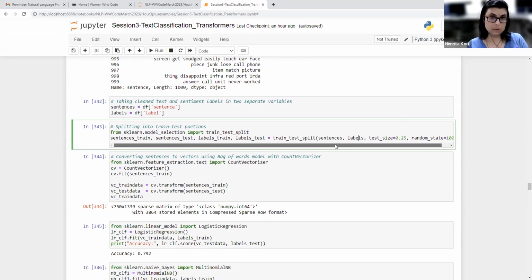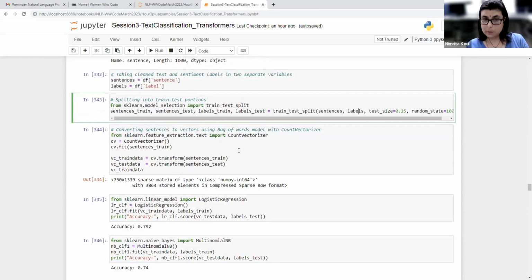This is labeled data, right? Supervised classification. The output of train_test_split is 4 data sets: the training portion of your text, the test portion of your text, the training portion of your labels, and the test portion of your labels.